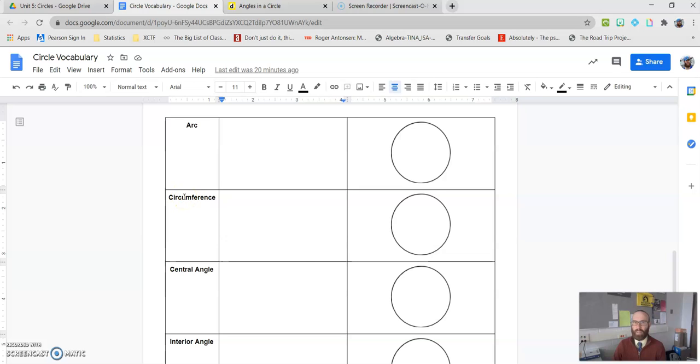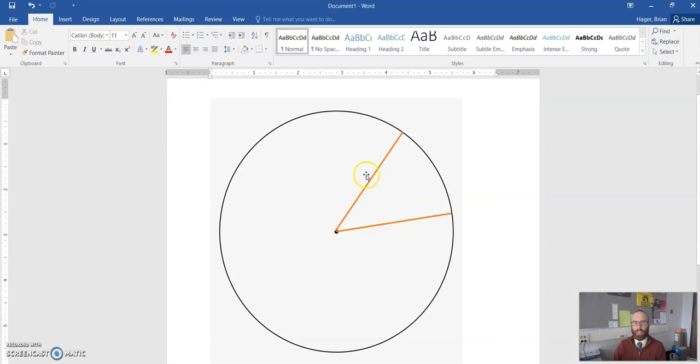Circumference is going to be the distance all the way around a circle. It's a lot like perimeter in a polygon. We just give it a special name now that it's in a circle. It's the distance all the way around. So if I were to get rid of my radii here and just look all the way around, if I were to be able to measure this, and we will do some practice measuring these and finding circumferences, that's what we mean by that.